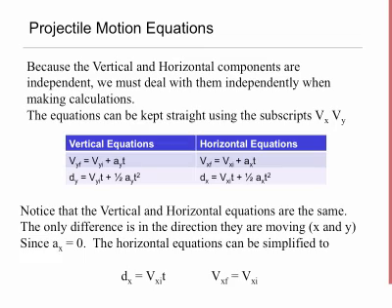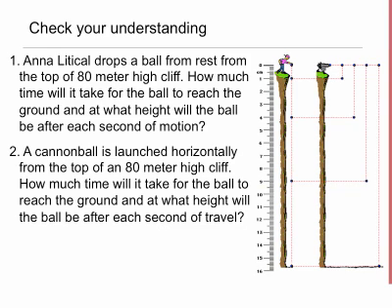There. Let's go ahead and take an opportunity to use these equations for a calculation. So we've got two problems here, and I'll work through it with you, so don't freak out. Okay, so question number 1: Anna drops a ball from rest at the top of an 80-meter high cliff. How much time will it take for the ball to reach the ground, and at what height will the ball be after each second of motion?